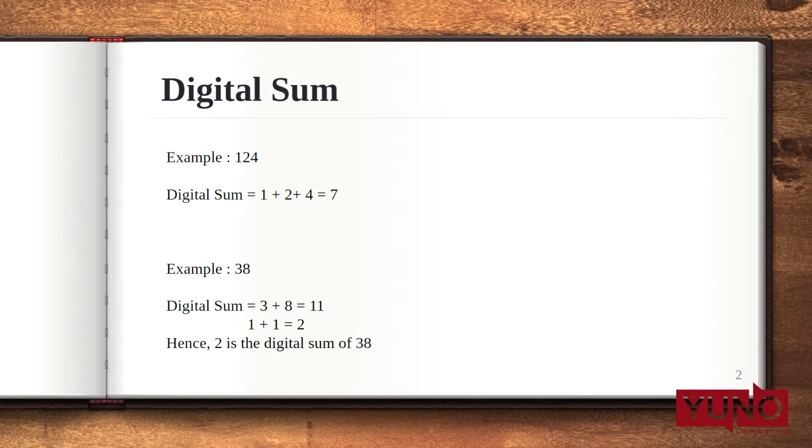Let's take another example. The digital sum of 38. Now in this case, 8 plus 3 is 11, which is a two-digit number. Now to get the final answer, I will add 1 plus 1, which becomes 2. So the digital sum of 38 is 2.